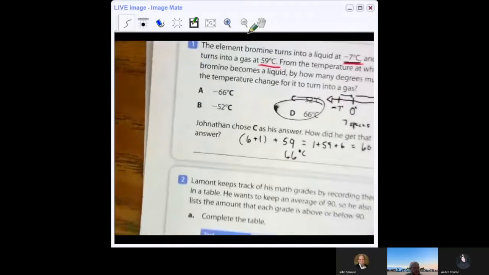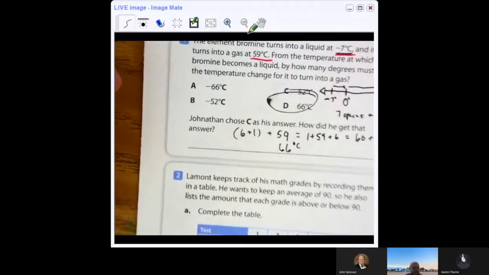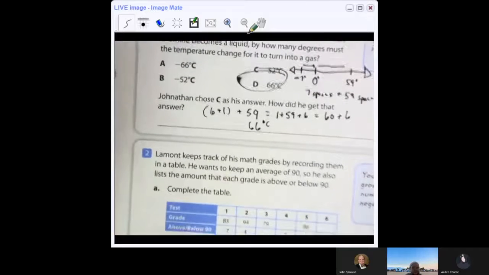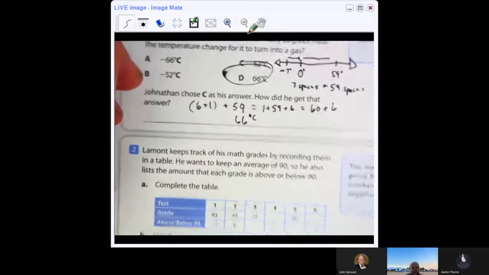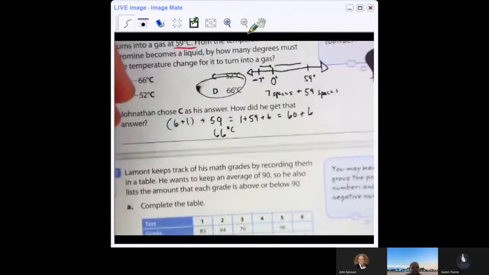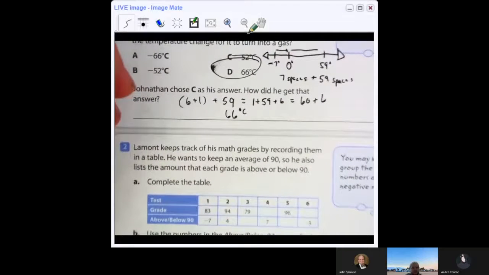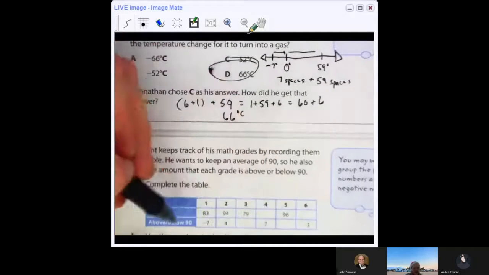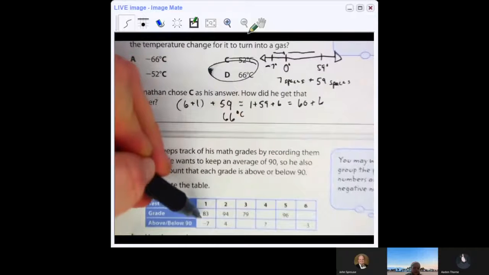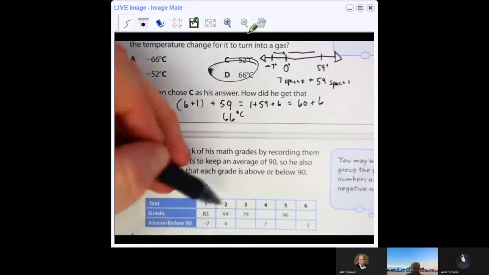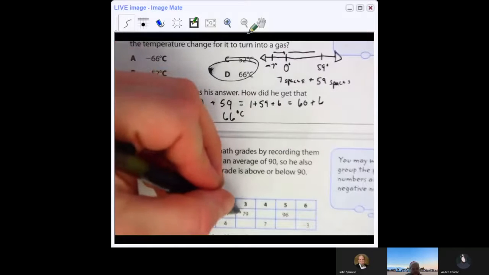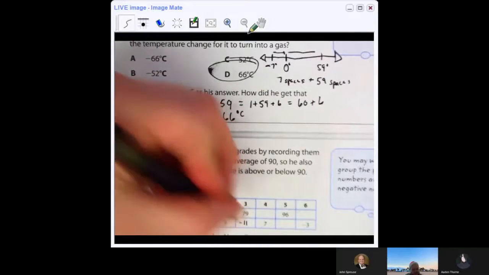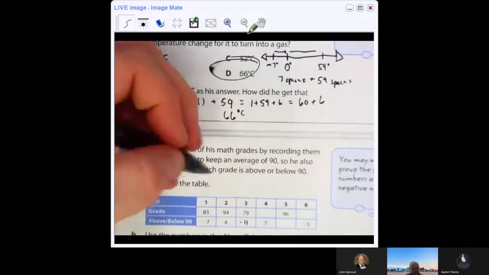Here it's stating, Lamont keeps track of his math grades by recording them in his table. He wants to keep an average of 90. So he can list the amount that each grade is above or below 90. Complete this table. It says that his first test he received an 83, which put him 7 below 90. His second test, a 94, put him 4 above. Third test was a 79, which put him 11 below. His next test, he was 7 above.